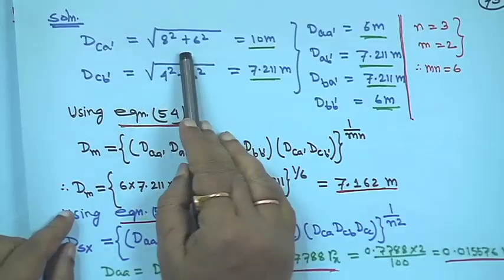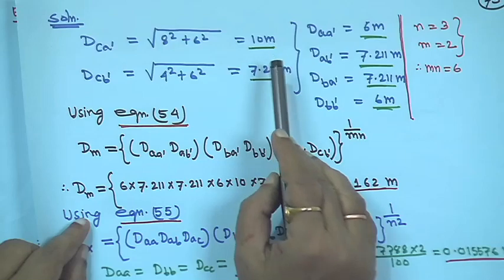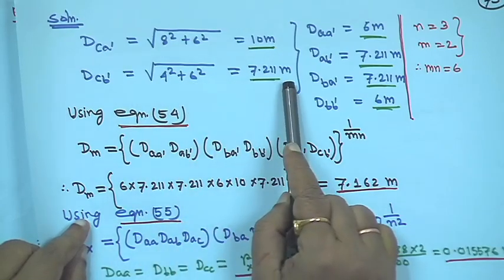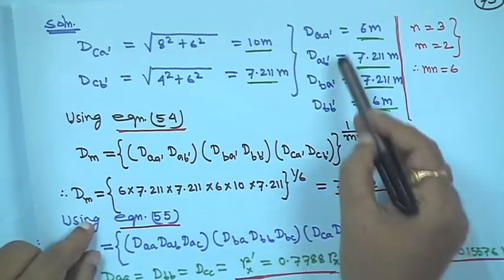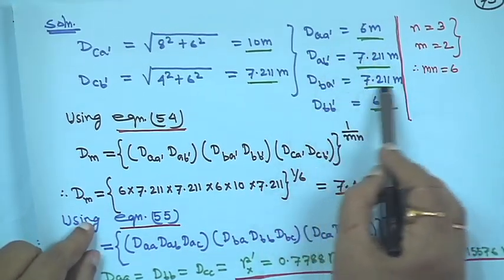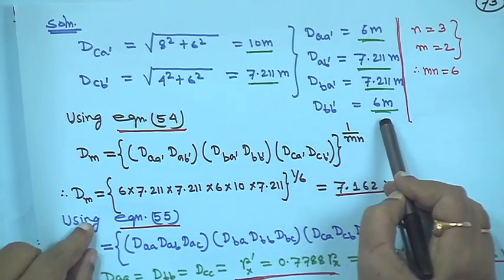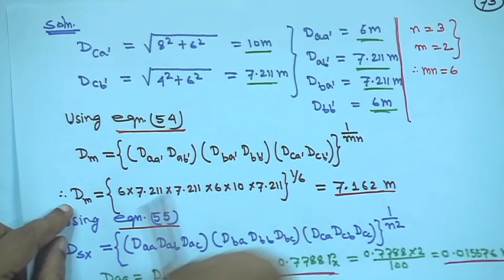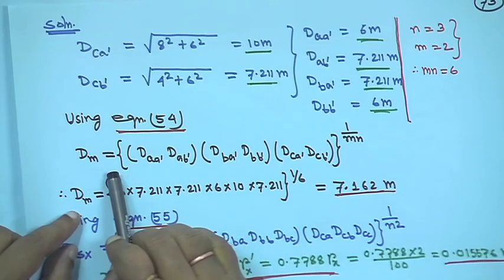Before going to that, here I have written group x n is equal to 3, group y m is equal to 2, and mutual possibilities m into n total is 6, right. So, you calculate all the distances, DC a dash, under root 8 square plus 6 square is equal to 10 meter, then DC b dash, under root 4 square plus 6 square is equal to 7.211 meter, right, and all D a a dash, D a b dash, D b a dash, D b b dash, all are given, right. Now using equation 54, first you find the mnth root, right.